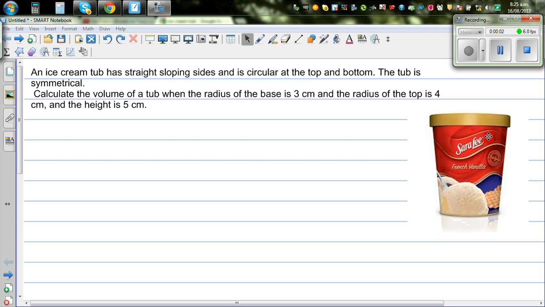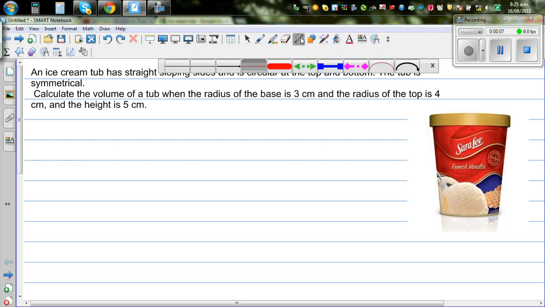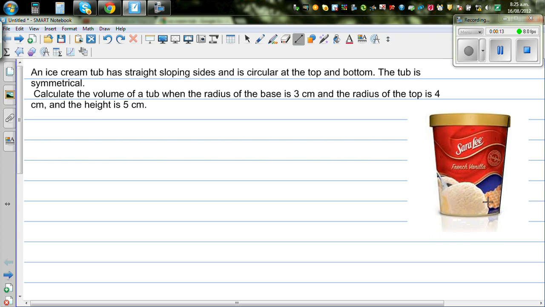An ice cream tub has a straight sloping side. So this is the side of the ice cream tub. This is the side that is sloping and straight, okay? And it is circular at the top and bottom. So the base is circular and the top is also circular.